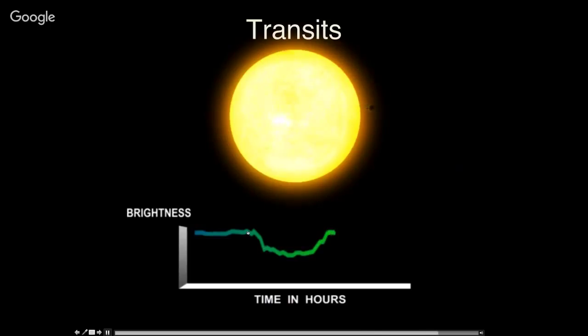And so by monitoring the brightness of these distant stars and watching essentially for the stars to blink at us, astronomers can discover planets transiting their stars and also get a measure of the planet's size relative to the size of the host star.